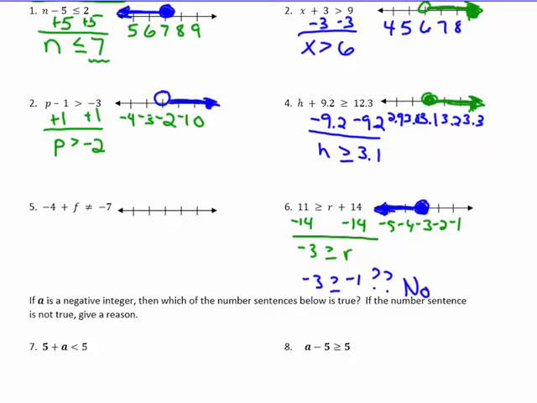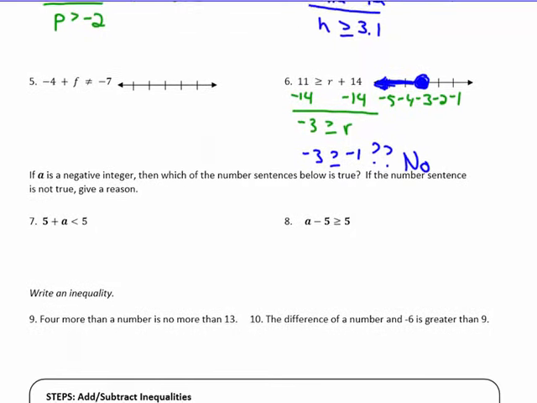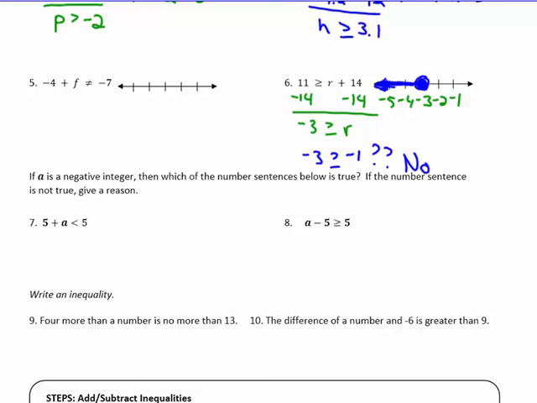And again, I'll have you pause it in a little bit to try number 5. So if a is a negative integer, then which of the following sentences below is true? If the sentence is not true, give a reason. So I'm going to pick a negative integer. Let's say I'm going to let a equal negative 2. I'm going to try to keep it simple.